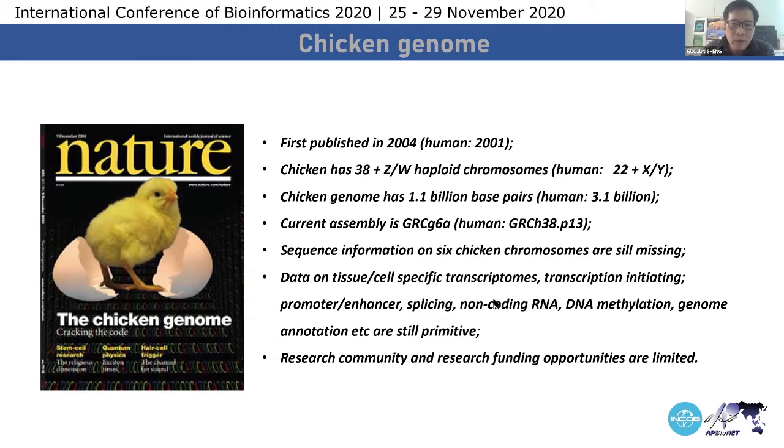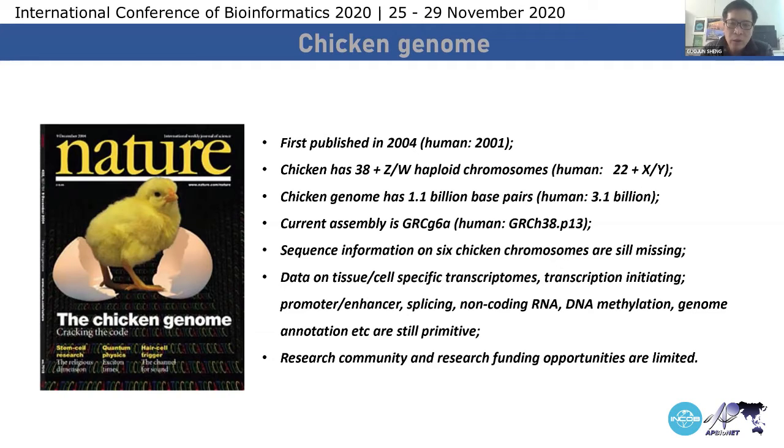chromosomes are still missing. And also additional data on cell and tissue specific transcriptomes, transcription initiation site, promoter, enhancer information, splicing, non-coding RNA, DNA methylation, genome annotation, etc. are very primitive in comparison with what we know of the human genome itself. But this probably is not unique to chicken. In general, it's true of animals that people use as a model system, but they are not a major type of animal model in a way.